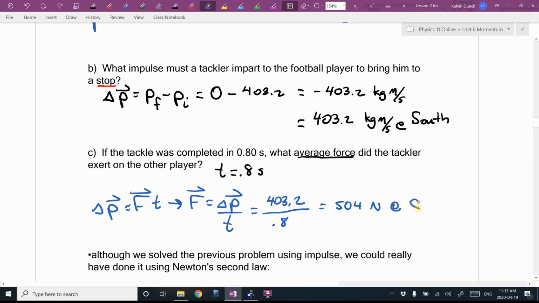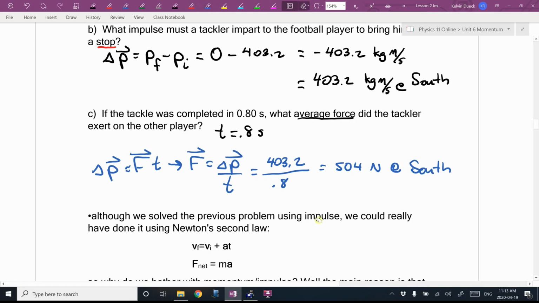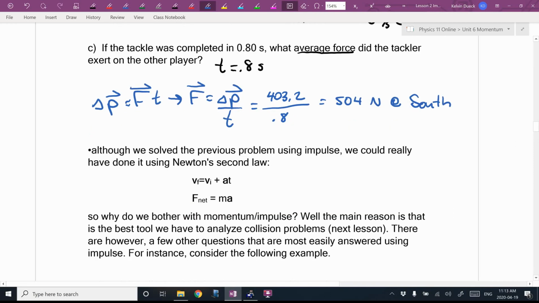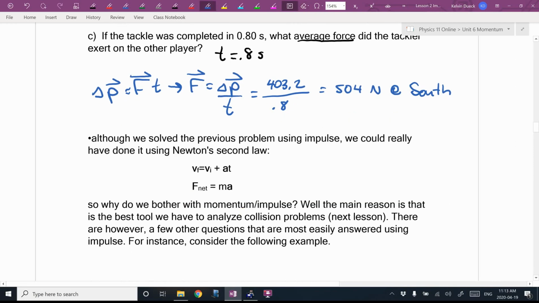What direction? This would also be south, because the direction of the force and the direction of the impulse are going to be the same. Which makes sense. If a player is running north and I want to bring him to a stop, I have to apply a force south to bring him to a stop, or her to a stop. So I wrote here, although we solved this question using impulse, we really could have done it using Newton's second, F equals ma, and Vf equals Vi plus at. So why do we bother with momentum impulse at all? Well, the main reason is it's the best tool we have to analyze collision problems, which we'll get to in a couple of lessons. But there are a few questions, a few thought puzzles that can be answered using impulse.